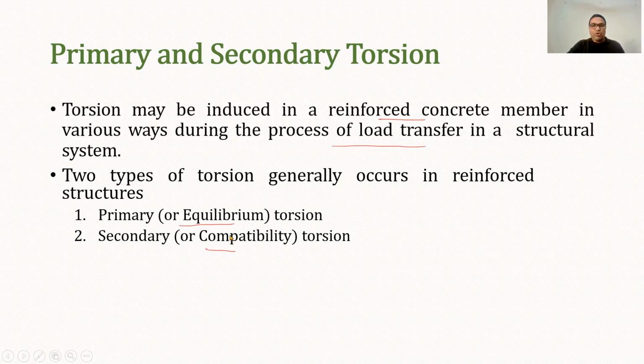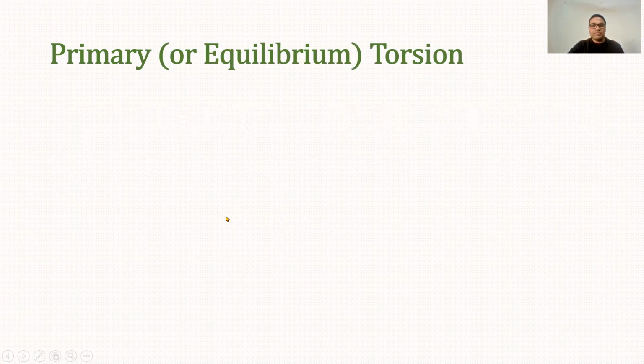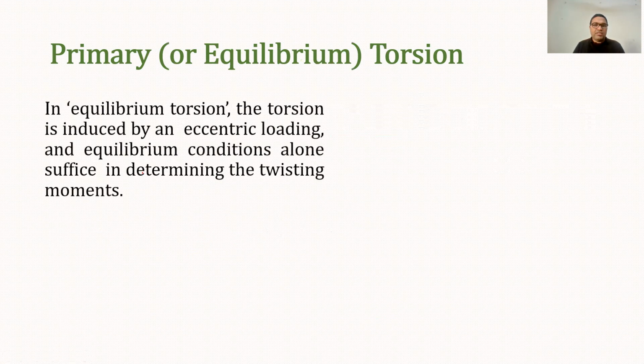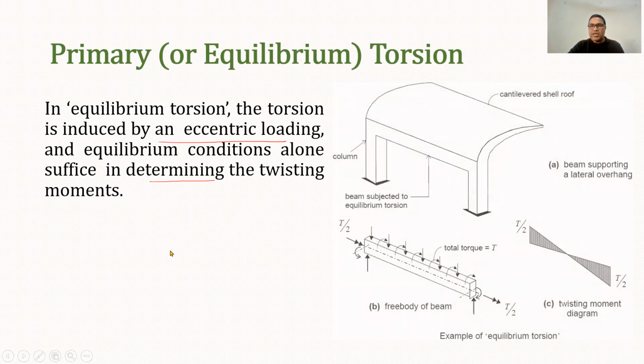We will first talk about the primary torsion. Generally, this primary torsion is known as equilibrium torsion also. This torsion is induced by an eccentric loading, and the equilibrium condition is sufficient to determine the amount of torsional moment. I will show you this condition with the help of a diagram.